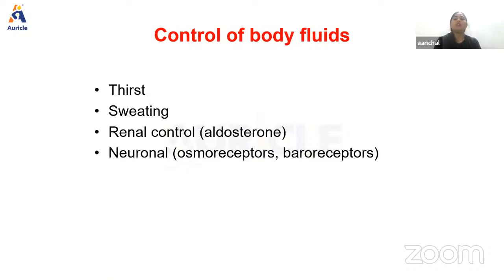it is also going to affect the body fluids inside the body. Now, what are the controls of body fluids? Obviously thirst: whenever thirst is induced, the person will take more water. Sweating, then renal control with the help of the hormone aldosterone, which is secreted by the adrenal gland. Then neural control is also there with the help of osmoreceptors, and the role of baroreceptors is also very important.